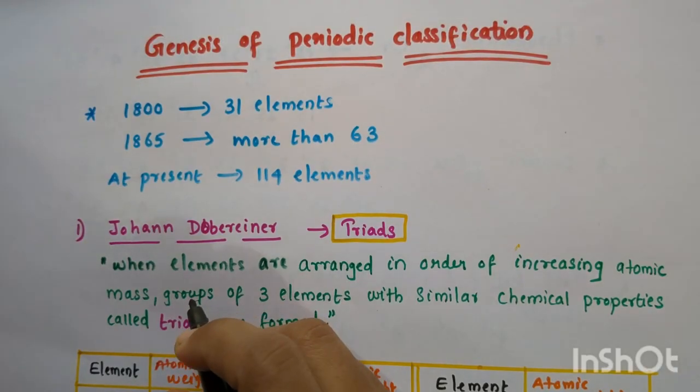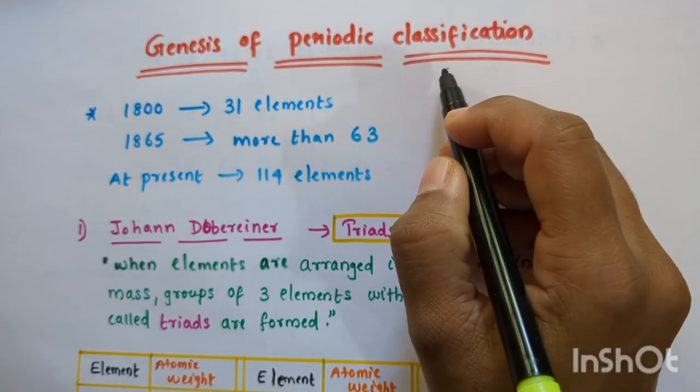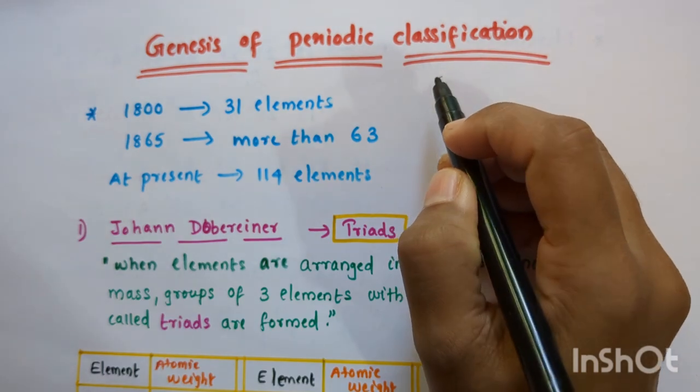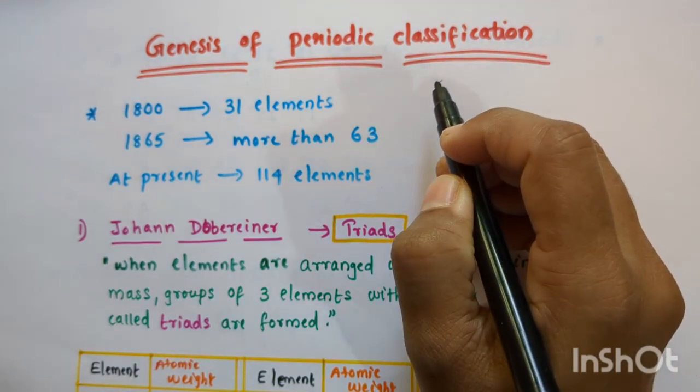Hello everyone. In this video, we are going to discuss the genesis of periodic classification from Chapter 3, Classification of Elements and Periodicity in Properties, of Class 11 Chemistry.